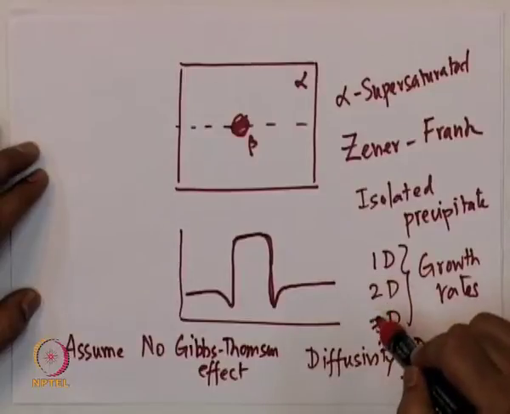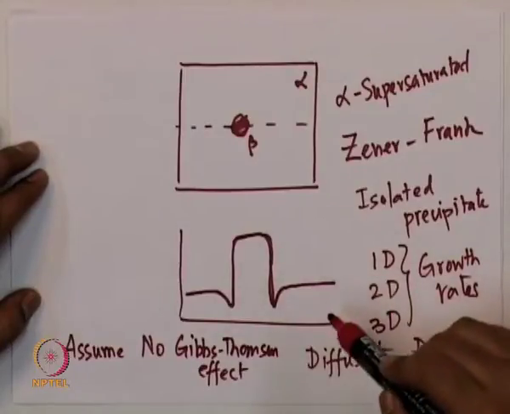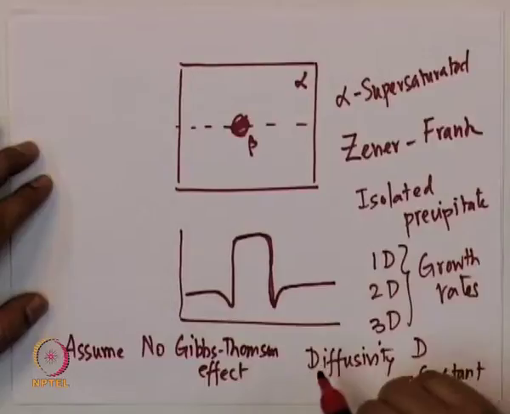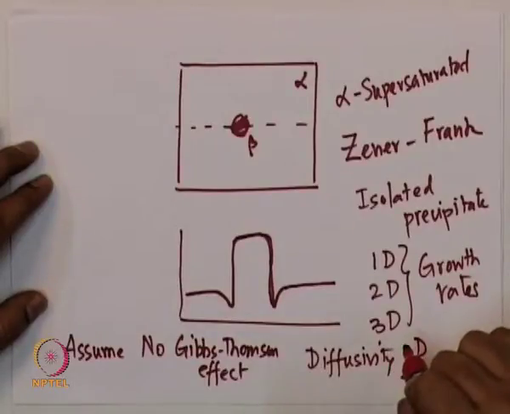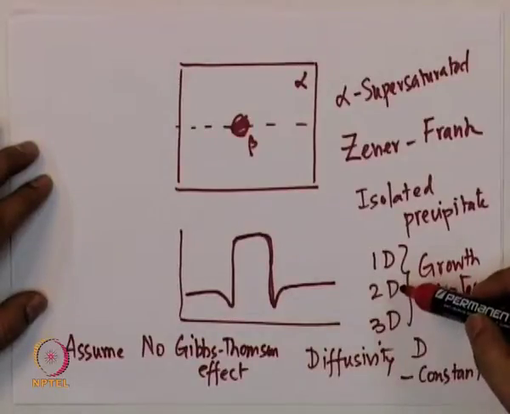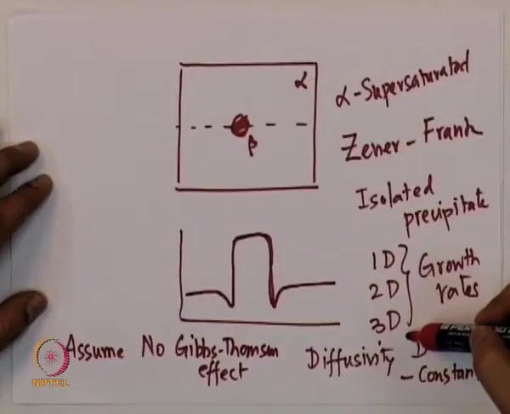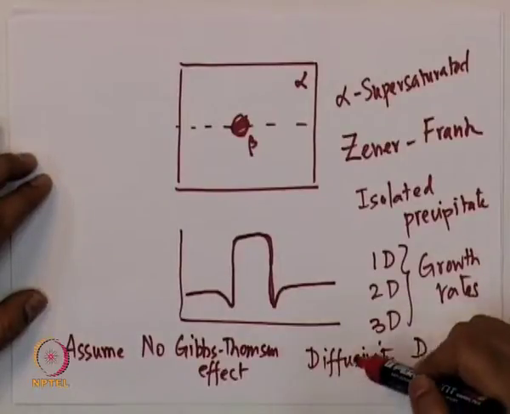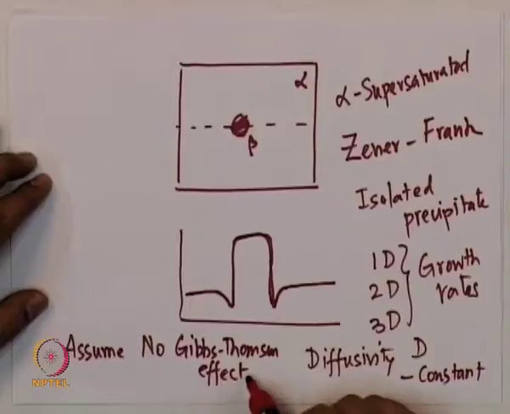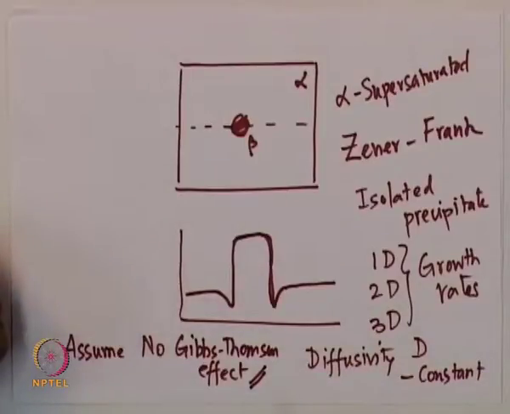In such a scenario, suppose you are assuming that a circular precipitate is growing or a spherical precipitate is growing, in which case curvature will be twice as much in the case of a sphere as compared to a circle. In those cases, we want to know what is the effect of Gibbs-Thompson on the growth rate. Suppose we are interested in knowing this.